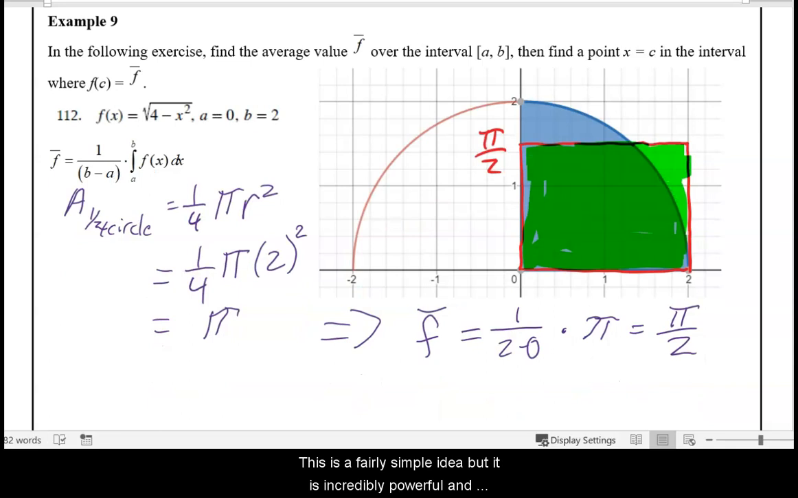This is a fairly simple idea, but it is incredibly powerful and gets used a lot in the real world. This is the end of the video and the last video over section 5.2, the definite integral.